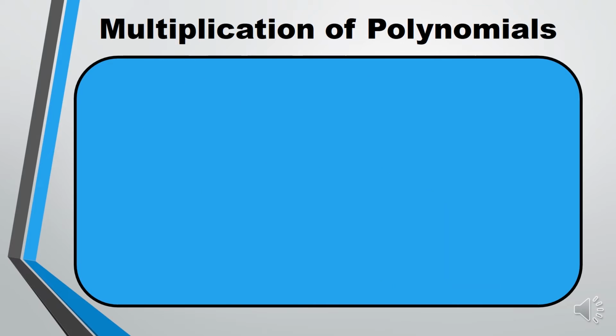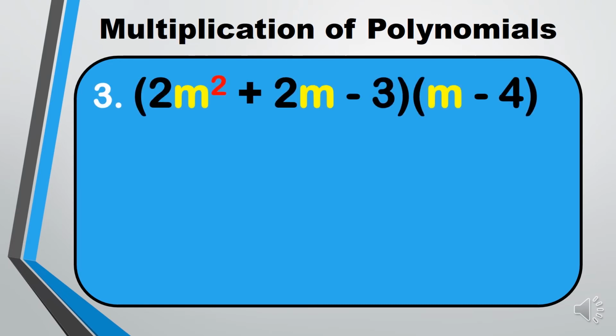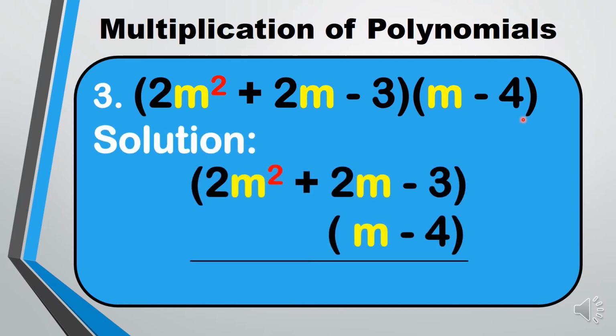Now let's have our last example for the multiplication of polynomials. Let's multiply 2m squared plus 2m minus 3 multiplied to m minus 4. Kung mapapansin ninyo, ang ating unang given ay trinomial at ang ating pangalawang given ay binomial. Isulat muli natin ng pa-vertical ang ating mga given upang makapagsagot tayo ng mas madali. Ang uunahin nating i-multiply ay ang last term sa ating binomial, which is negative 4. At i-multiply natin ito sa ating trinomial.